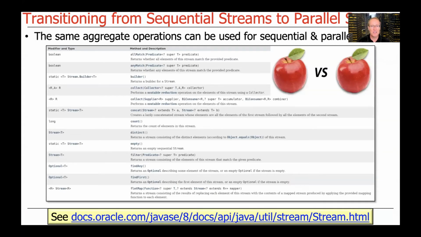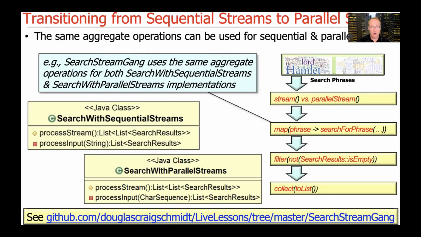What that means, of course, is that the same aggregate operations work just as well for sequential and parallel streams. So it's really apples to apples comparisons here. You don't have to go off and learn a whole bunch of new stuff. For example, as we will see here shortly, and as you probably already surmised from programming assignment 2B, you can use the same aggregate operations to do the sequential and parallel versions of things. So in the context of the case studies we've been looking at, the search with sequential streams code is virtually identical to the search with parallel streams code, except stream is replaced with parallel stream, but everything else is pretty much the same.